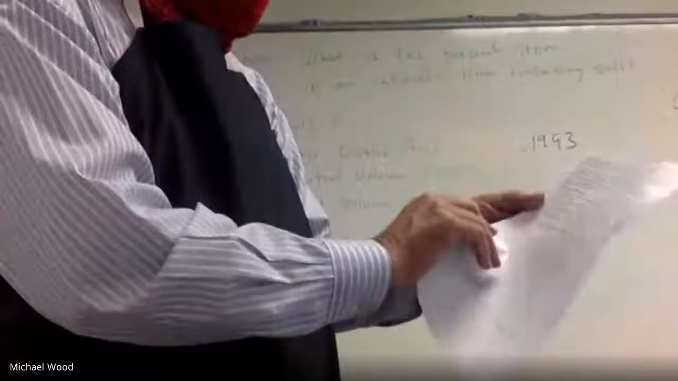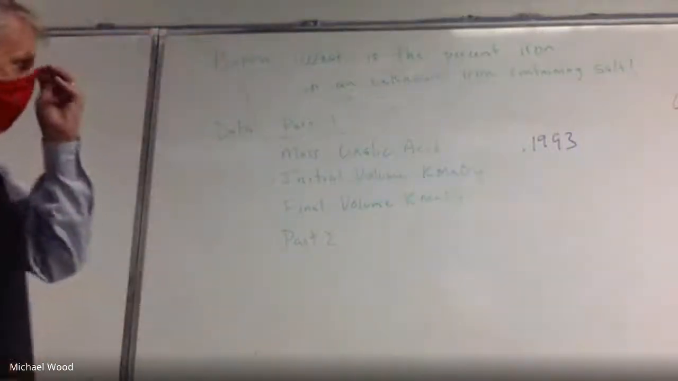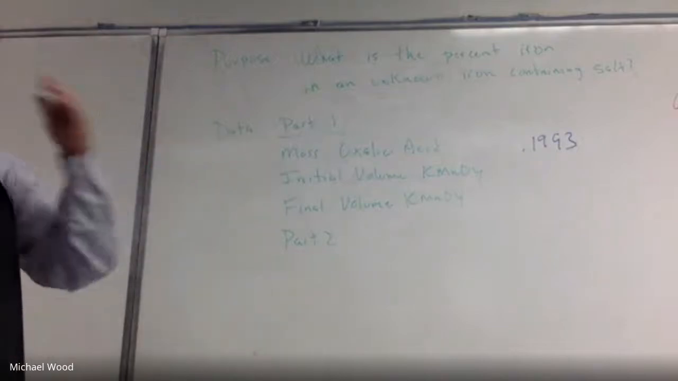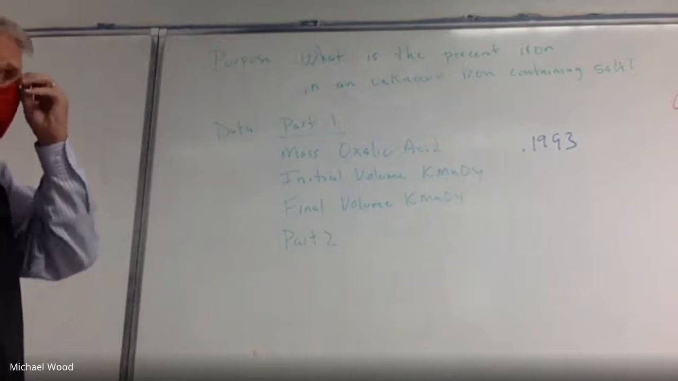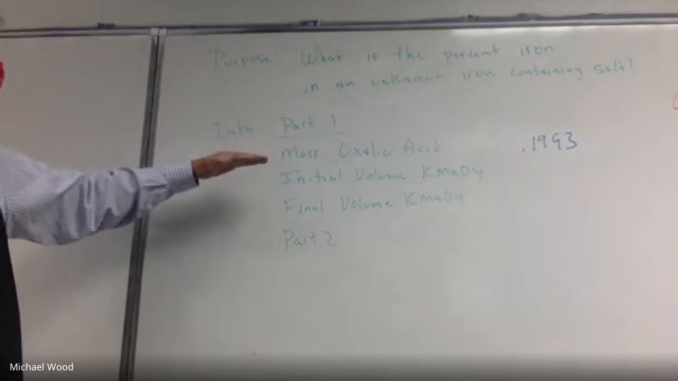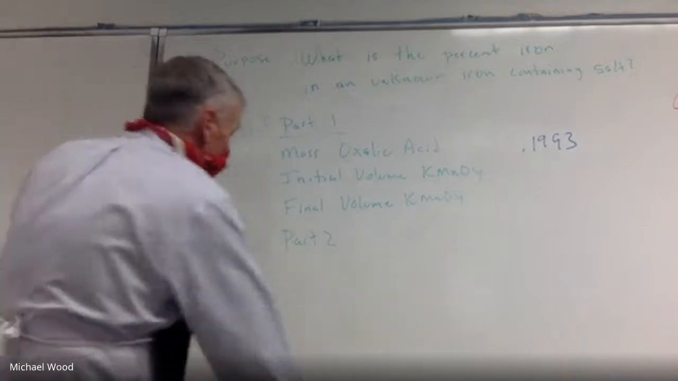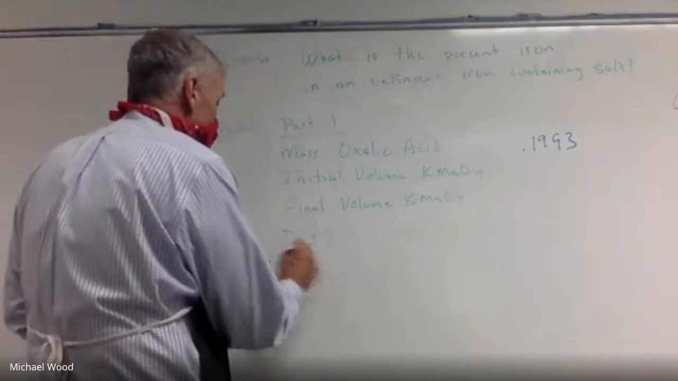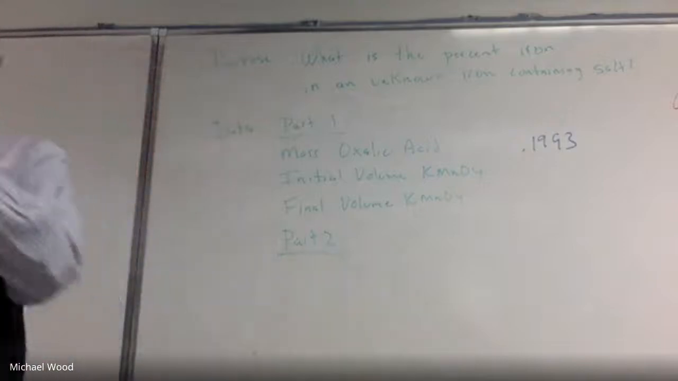But for data, it says on the second page, construct 2 data tables. So I'm going to kind of give you some direction. So here is the data table for part 1. And again, we're just going to do one trial and kind of walk you through this. I've already weighed out the oxalic acid and the initial volume, the final volume we're going to get. And then for part 2, we're going to come in on Monday, Tuesday, and we're going to do that. And I'll kind of walk you through that.